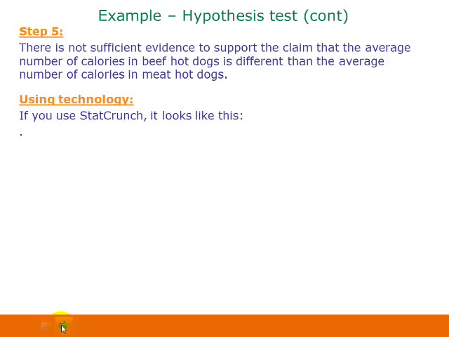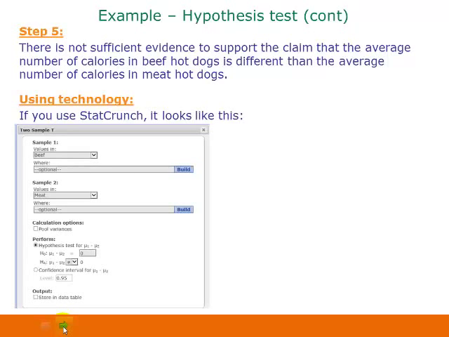If we're going to use technology for this, we can use StatCrunch. If we had all of the data in StatCrunch, then we'd be doing T Stats, Two Sample, With Data.